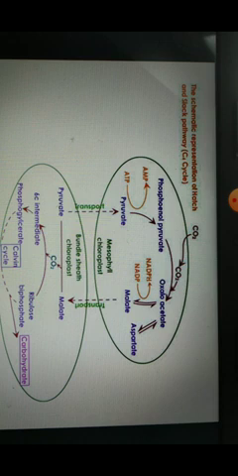Now in bundle sheath chloroplast, this malate is decarboxylated, means carbon dioxide is removed to form pyruvate. Pyruvate goes back into the mesophyll cell, where it is phosphorylated to form phosphoenol pyruvate, and then phosphoenol pyruvate again combines with carbon dioxide to complete this reaction. Now the carbon dioxide which is removed from malate in bundle sheath cells, right? This is the carbon dioxide supply for bundle sheath cells, and it comes from mesophyll cells.